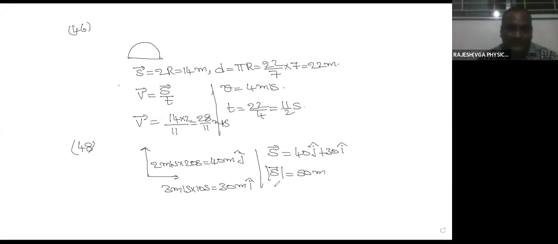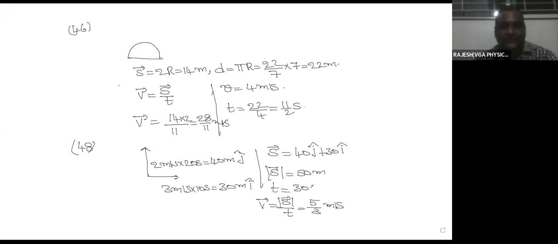The time is 20 seconds and 10 seconds, so 30 seconds. So average velocity is equal to displacement by time. So 5 by 3 meter per second. Right? You have to use the vectors. The speed is given, speed into time gives the distance.